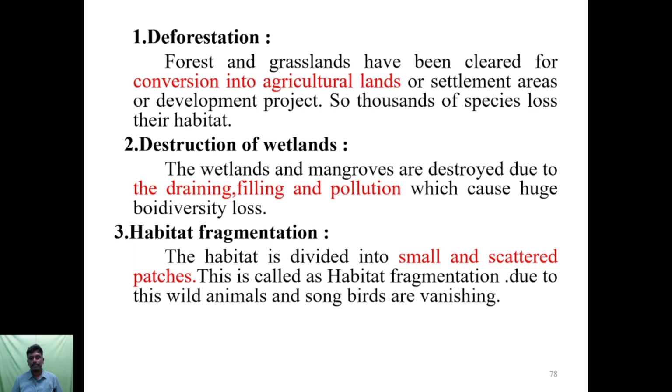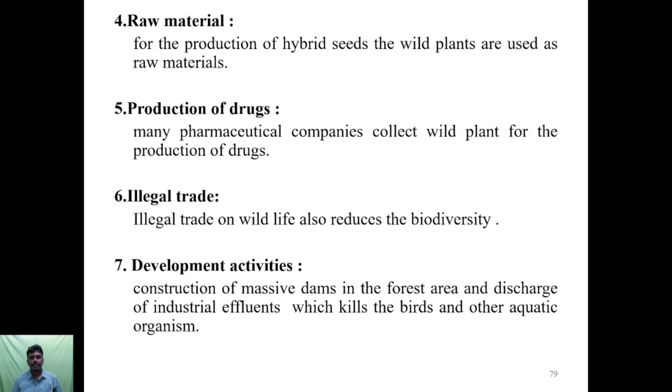Habitat fragmentation. The habitat is divided into small and scattered patches. This is called habitat fragmentation. Due to this, wild animals and songbirds are vanishing. Then raw material for the production of hybrid seeds. The wild plants are used as raw materials. For production of drugs, many pharmaceutical companies collect wild plants. Then illegal trade in wildlife also reduces the biodiversity.